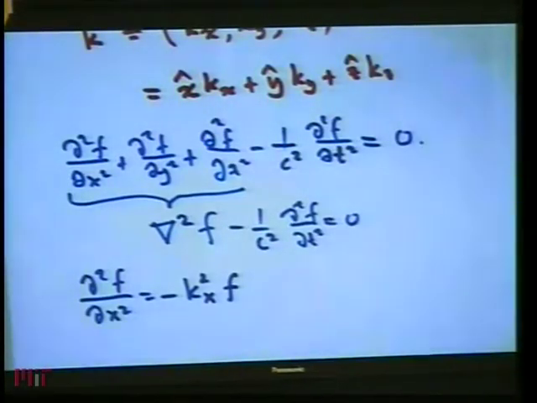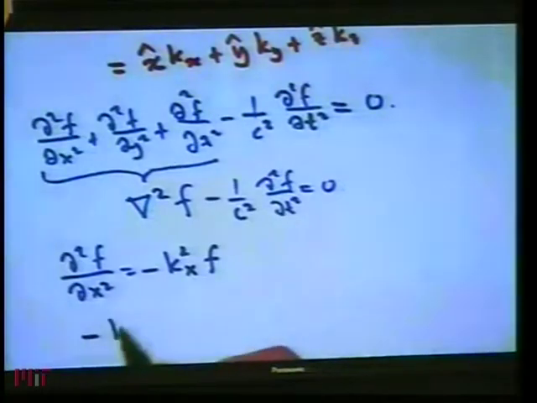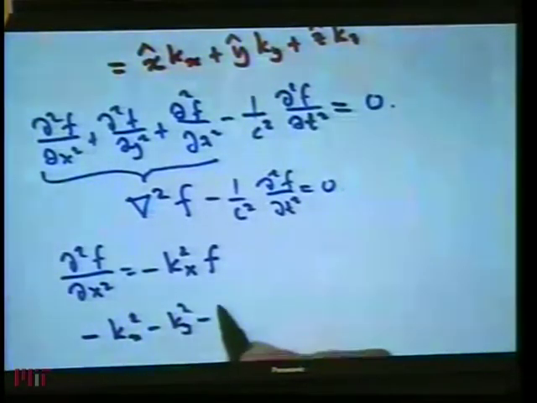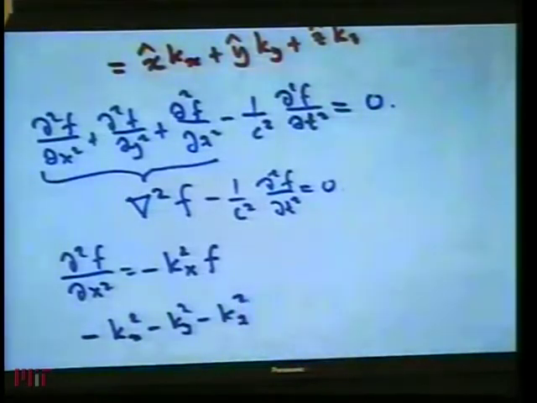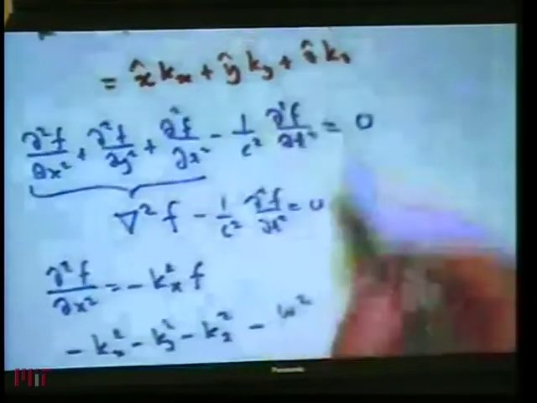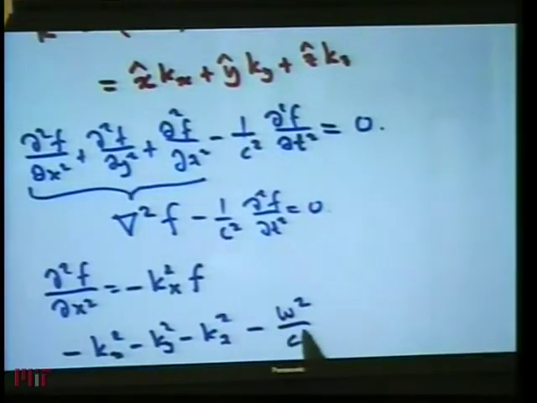So if I substitute all of that and put it in, I will get minus kx squared minus ky squared minus kz squared. These are the three spatial derivatives. And then minus omega squared, but I have to divide by c squared also, because c squared is in the wave equation. All of this, according to the wave equation, must equal 0.